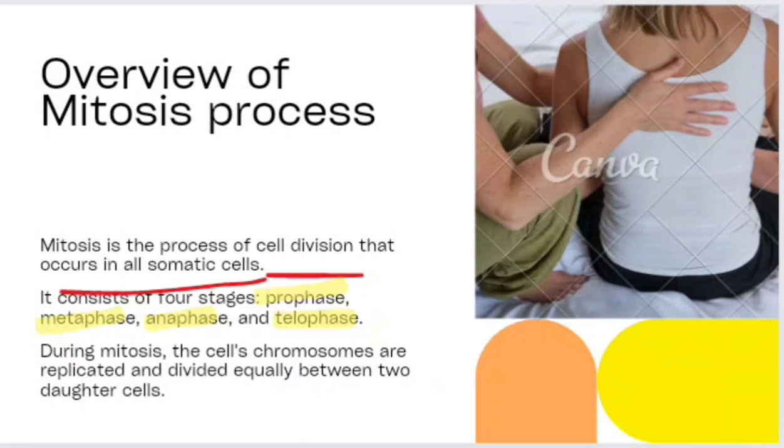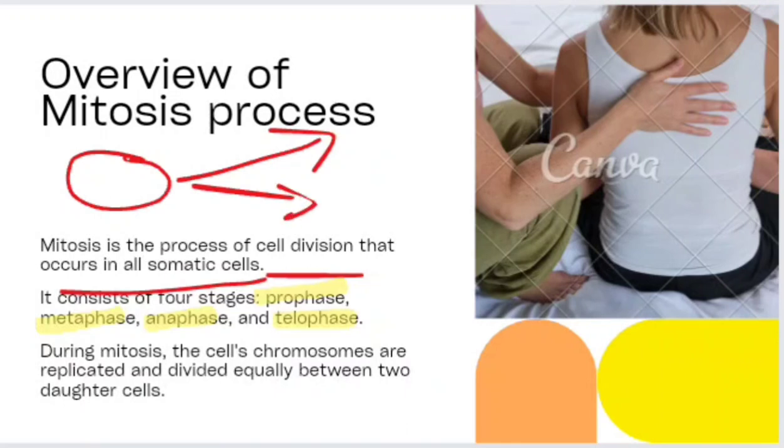During mitosis, cells' chromosomes are replicated and divided equally between two daughter cells. So we know mitosis is a simple process in which a single cell is divided into two cells, and the chromosome material, everything, is divided into two daughter cells.